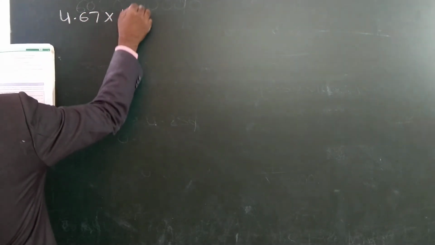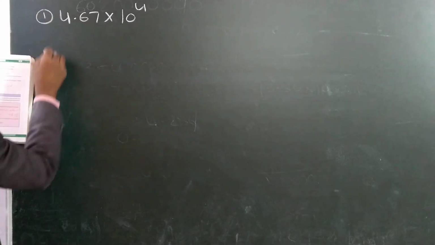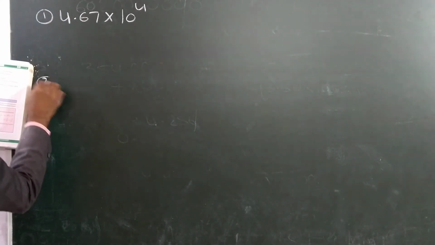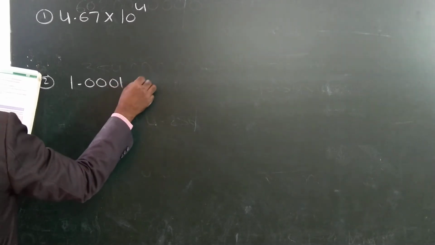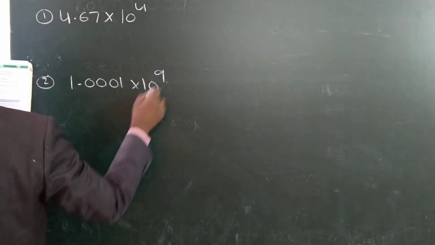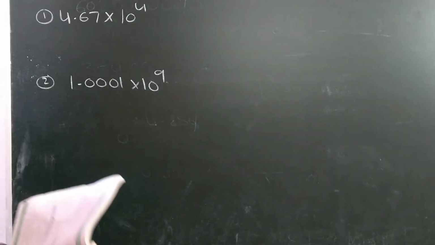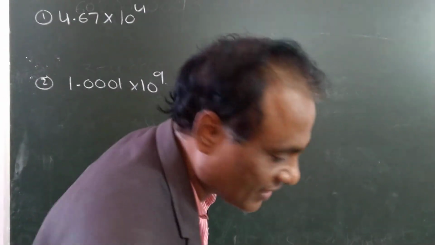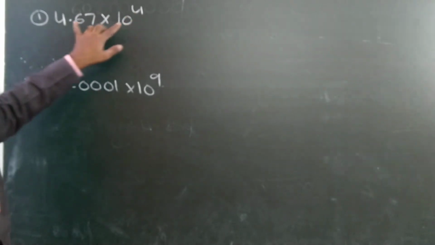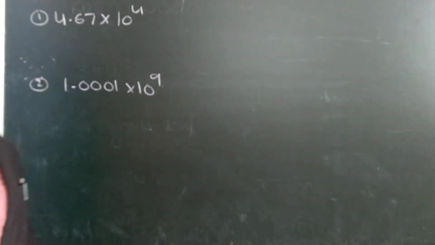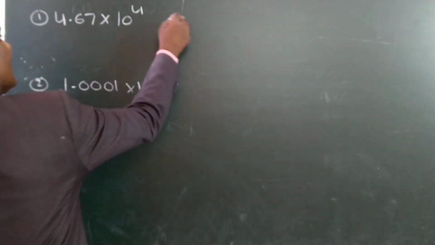Standard form into usual form. Change this into usual form. Change this problem into usual form. Change it into usual form. This is a standard form. After one digit, it is a decimal, and 10 to the power of something means standard form. Normal form you change. See here.